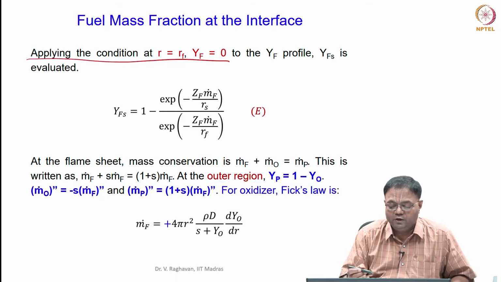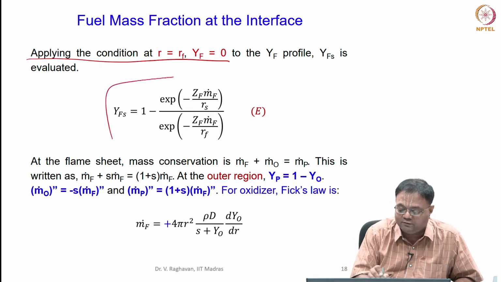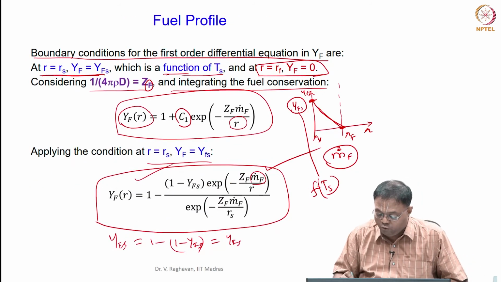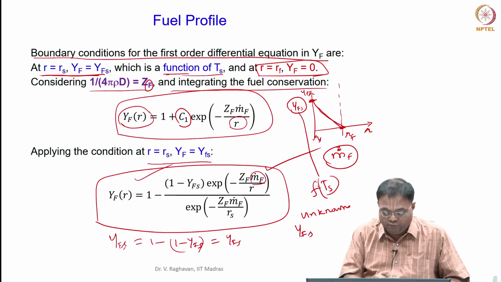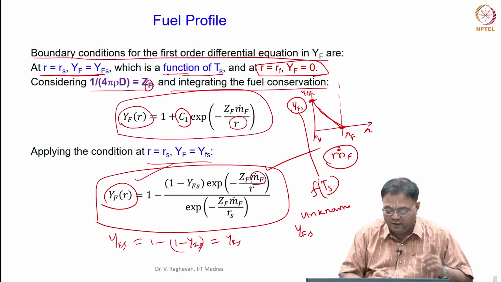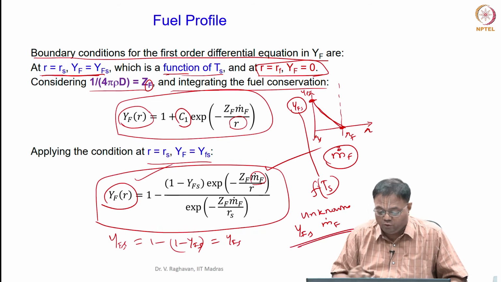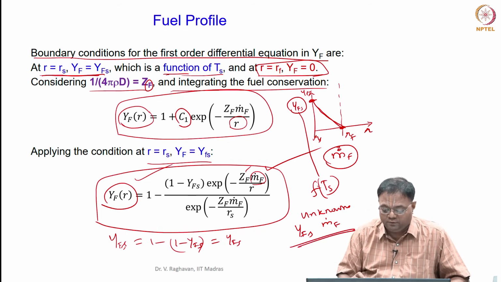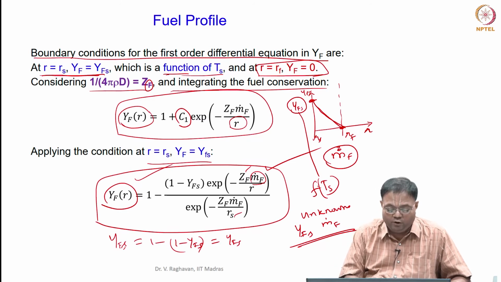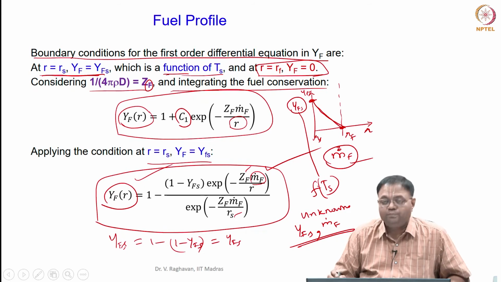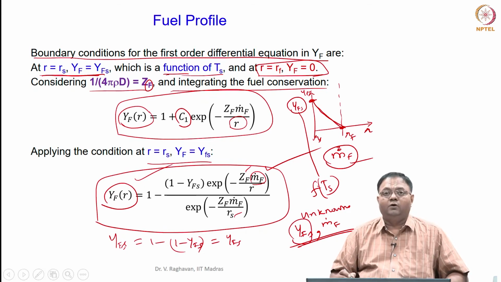Either I can calculate MF using this, or in this case what I have done is I have calculated YFS itself. Please understand that if you go back, in this equation the unknowns are YFS and MF. If you want to calculate YF as a function of radius, these are the two unknowns I have, because ZF is constant and RS also I fixed already. So at any R, if I want to calculate the value of YF, I need these two quantities. So either I can use this equation to calculate MF, or you can use the equation to calculate YF.